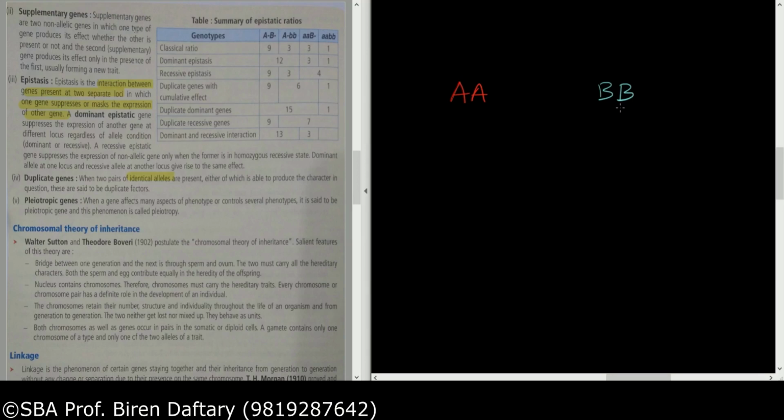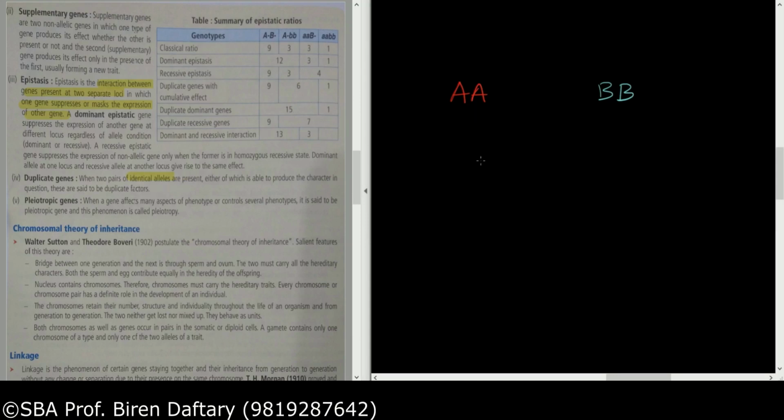Now you might ask what is the difference between duplicate genes and complementary genes, because even complementary genes are doing the same. But complementary genes are not identical alleles, as given over here. So for duplicate genes, it is very, very important to remember that identical alleles are present.